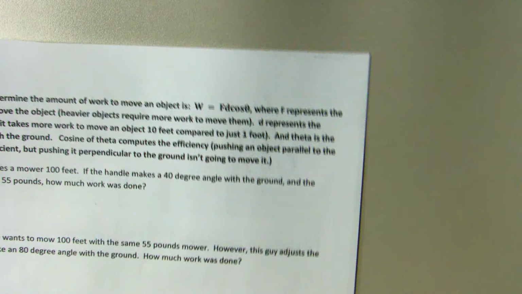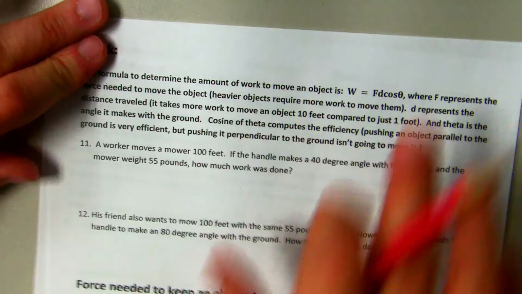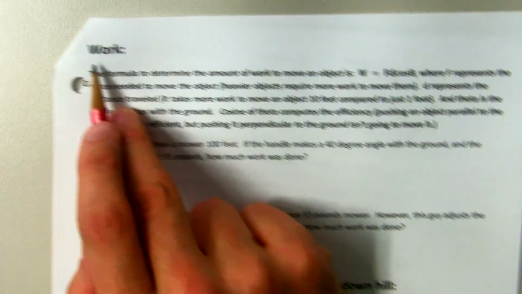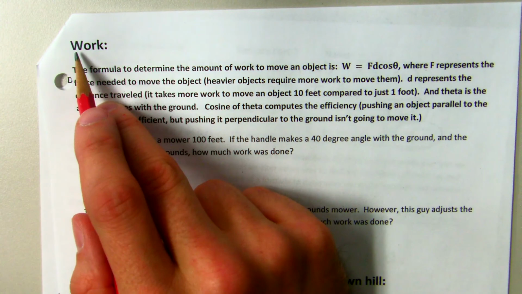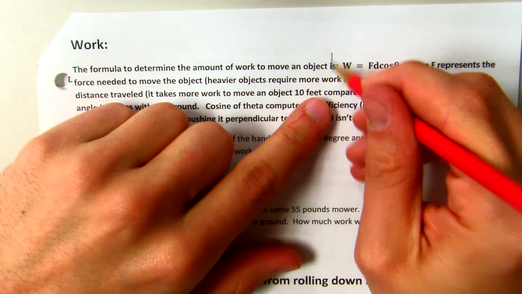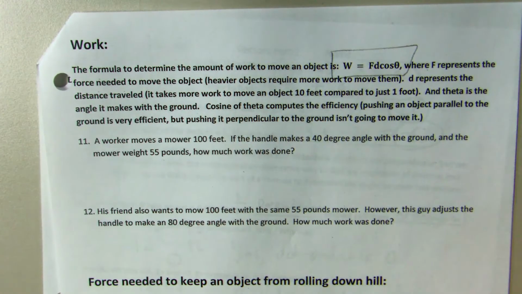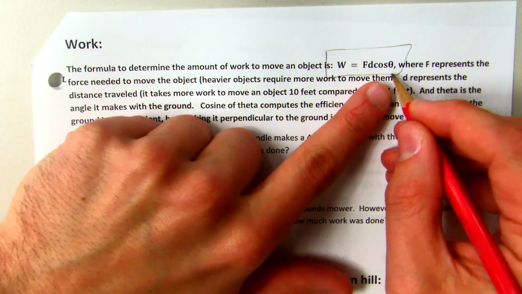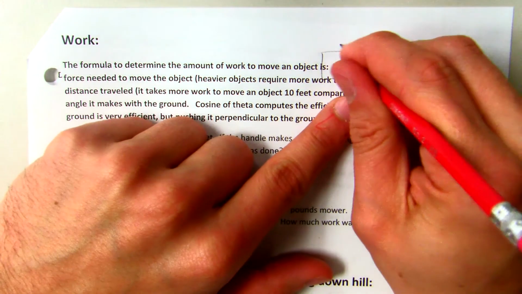Alright, so our two applications. If you take a physics class, or if you've taken a physics class, I'm sure you go much more in depth with work. But work is just a way to describe how much energy or force has to be used in order to get something done. And so another formula that you have to know here is that work is force times distance times the cosine of the angle.